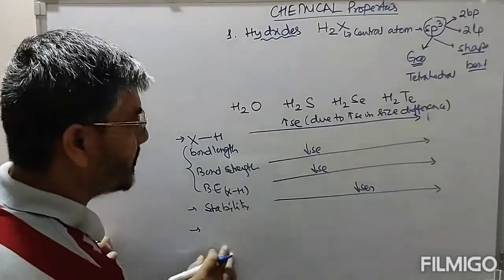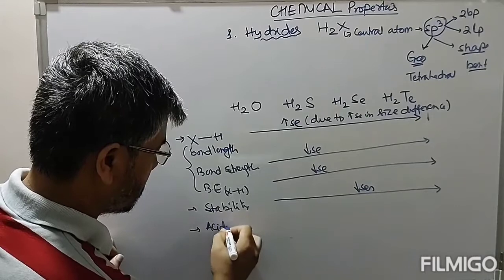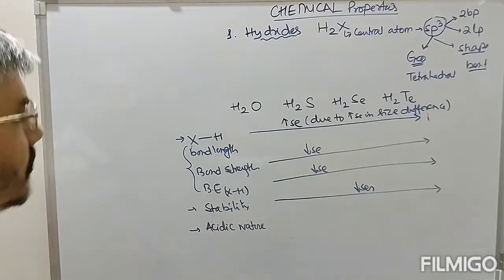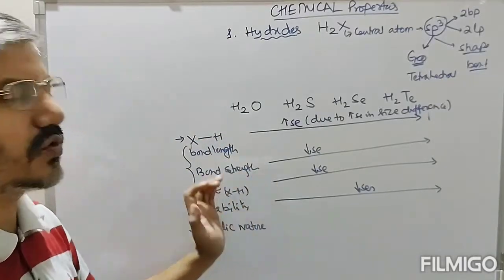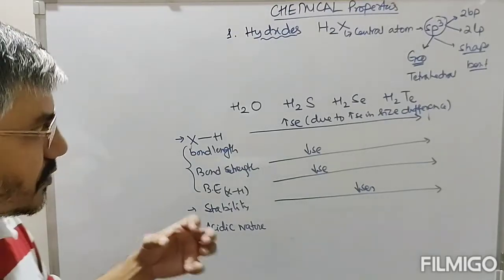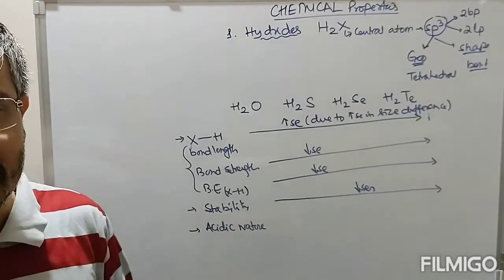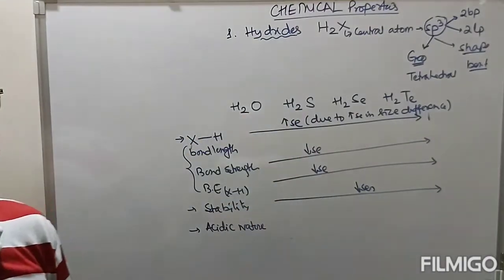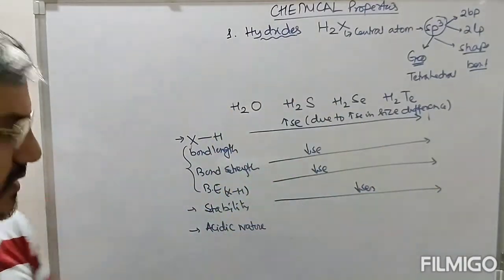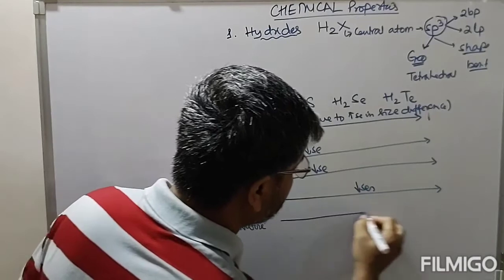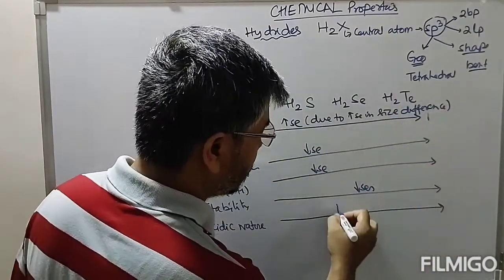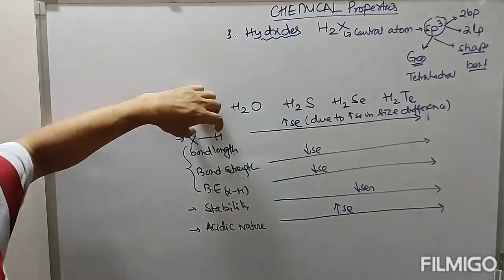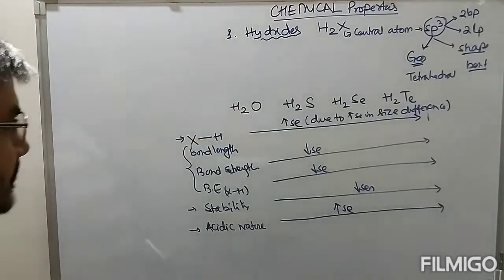Now coming to acidic behavior, acidic nature. Moving down the group, the bond length increases, or the bond strength decreases, or the bond energy decreases. Now as the bond length increases or the bond energy decreases, the stability of this XH bond decreases. As the stability decreases, the tendency to break this bond increases. So the acidic character increases from H2O to H2Te. All this can be explained based on the stability of the central atom hydrogen bond.